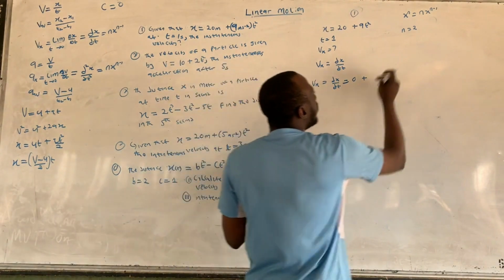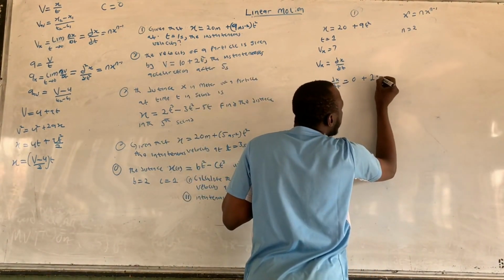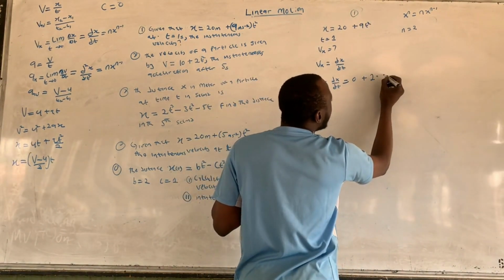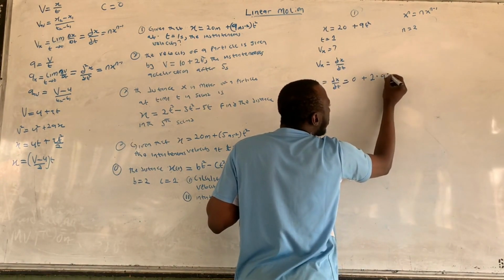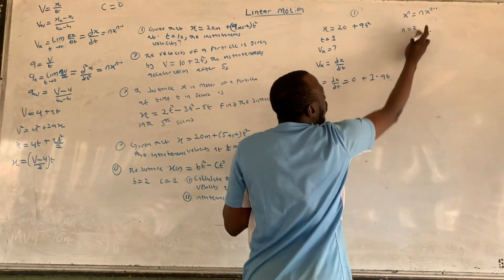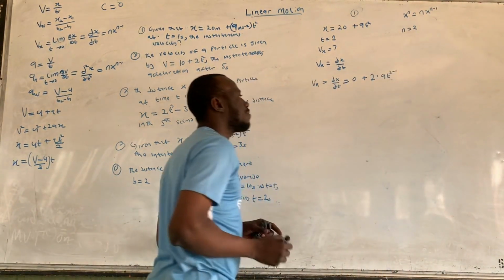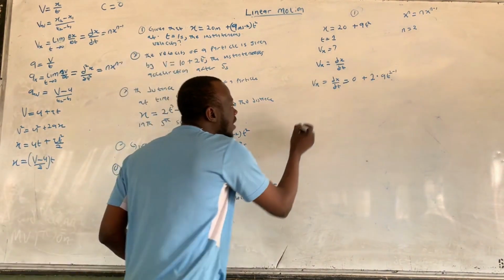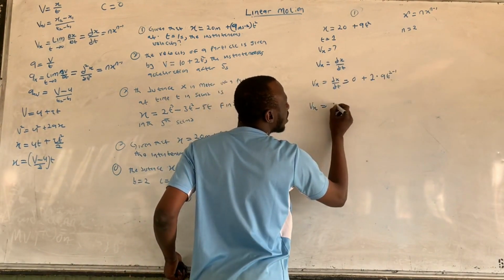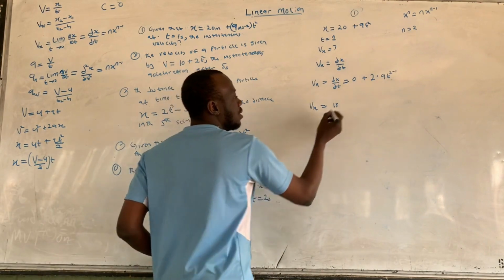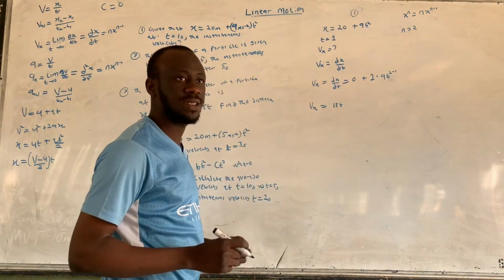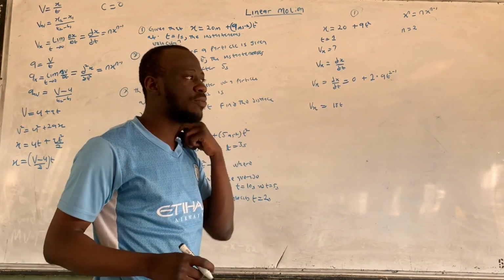Meaning, we put 2 here, we have 2 times the 9 here. Since 9 is here now, we have 9t. Then we say n minus 1, so 2 minus 1. So Vx equals 0 plus 2 times 9, 18, t to the power 2 minus 1 is 1. This is the expression for Vx, the velocity.